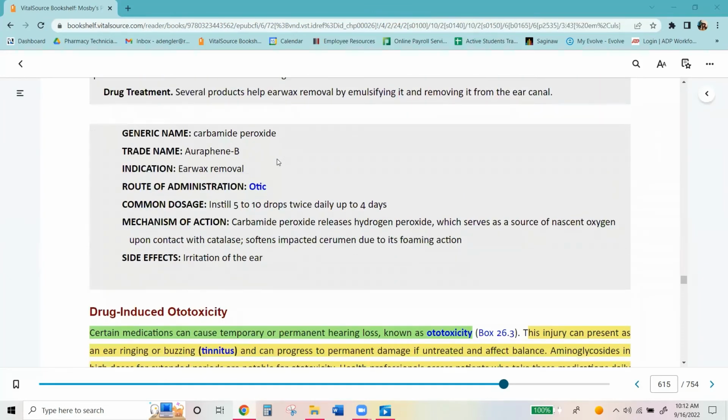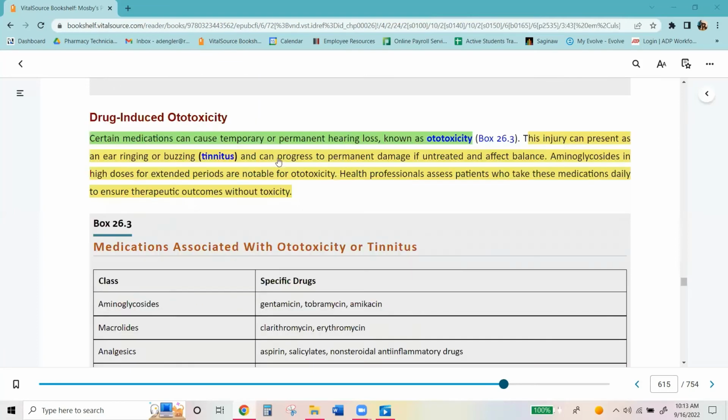So we have the medication carbamide peroxide, which is available in a bunch of different trade names, and that is used for earwax removal. Certain medications can cause temporary or permanent hearing loss, known as ototoxicity. This injury can present as an ear ringing or buzzing, which is tinnitus, and can progress to permanent damage if untreated, and it affects balance.